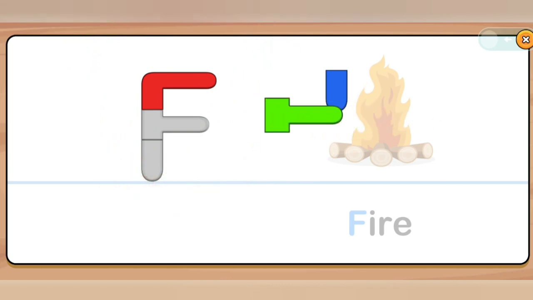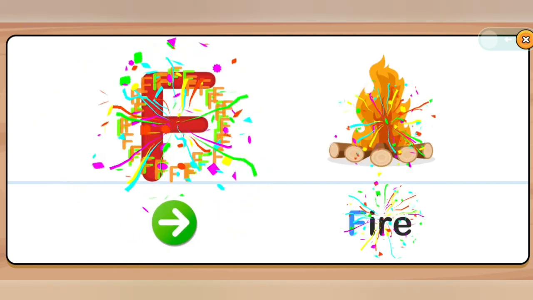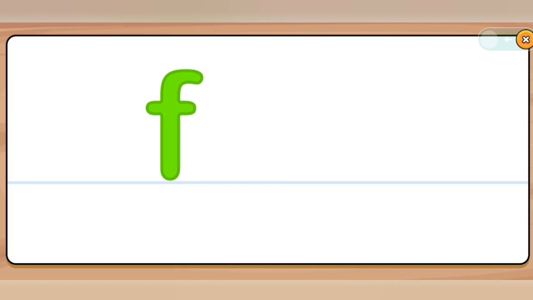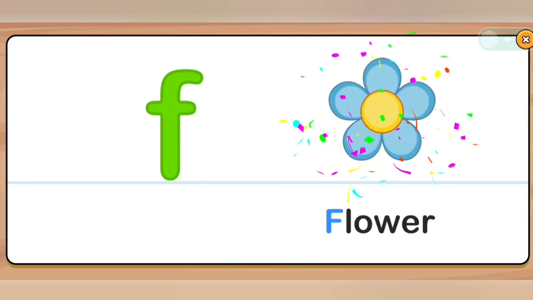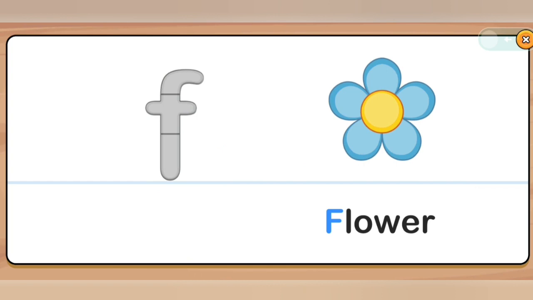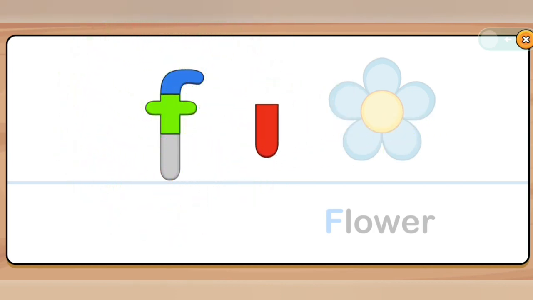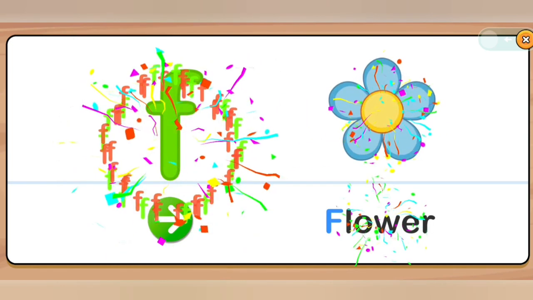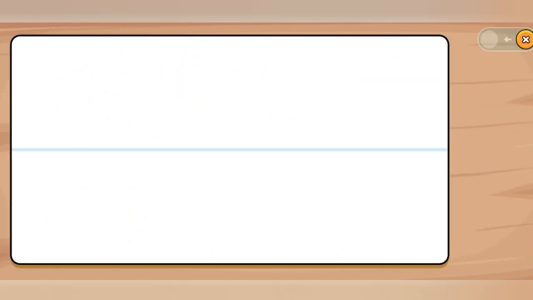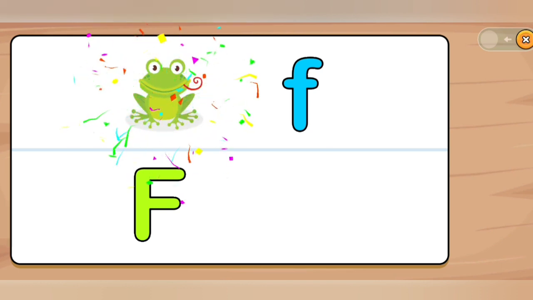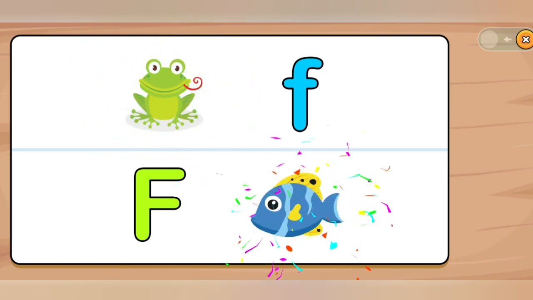Nice. Great. Nice. F. F is for flower. Well done. Great. Smart. F. F is for frog and for fish.